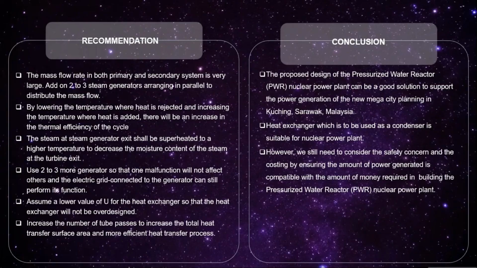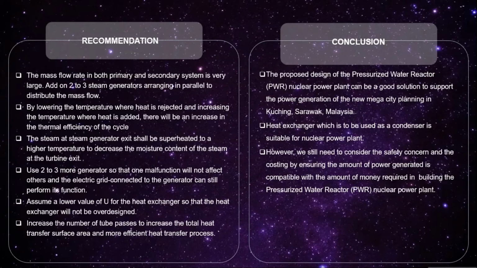Our recommendations for this IP project: first, the mass flow rate in both the primary and secondary systems is very large. Add 2 to 3 steam generators arranged in parallel to distribute the mass flow. Second, by lowering the temperature where heat is rejected and increasing the temperature where heat is added, there will be an increase in the thermal efficiency of the cycle. Third, the steam at the steam generator exit shall be superheated to a higher temperature to decrease the moisture content of the steam at the turbine exit.